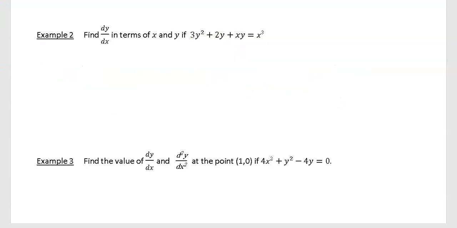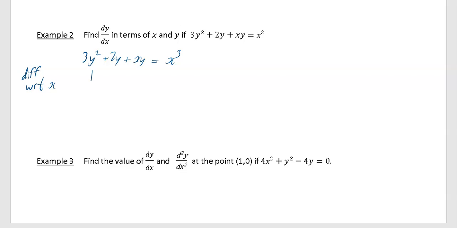Okay, it says find dy by dx in terms of x and y if 3y squared plus 2y plus xy is equal to x cubed. Okay, I'm just going to write this down again. So what do I have? 3y squared plus 2y plus xy is equal to x cubed. And I'm just going to say at the side here, differentiate with respect to x. So I haven't said dy by dx equals, and we'll see why in a wee minute.